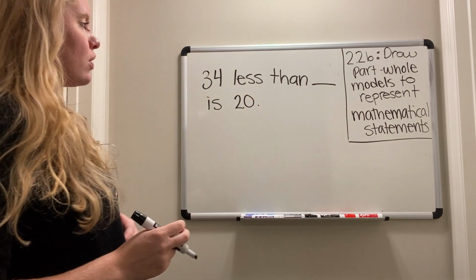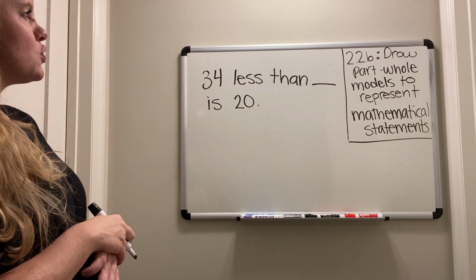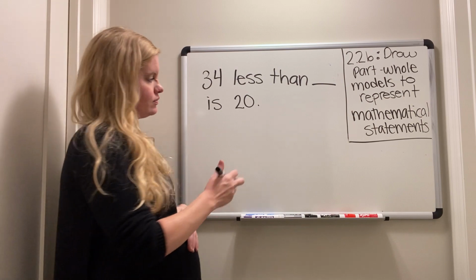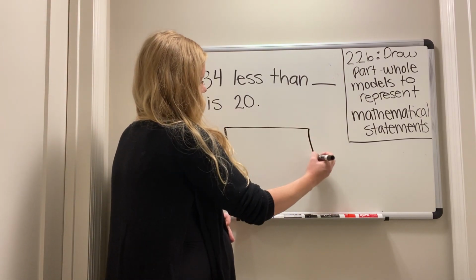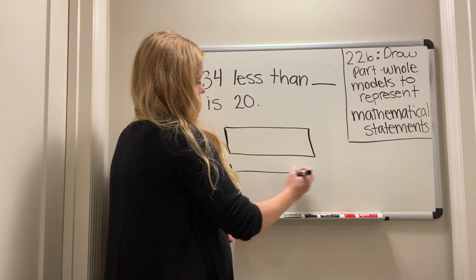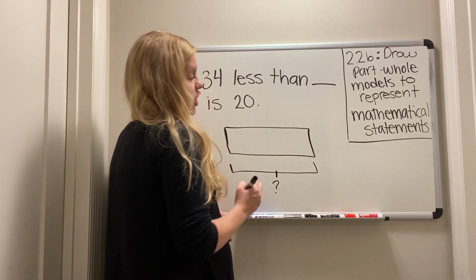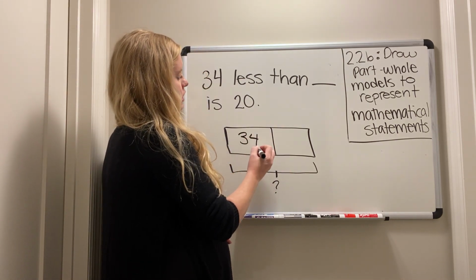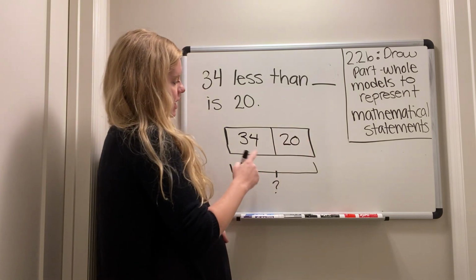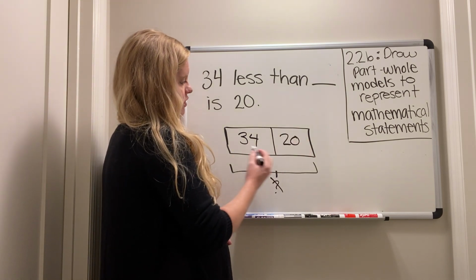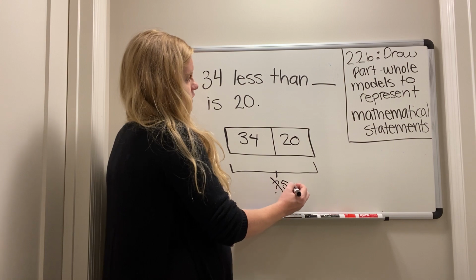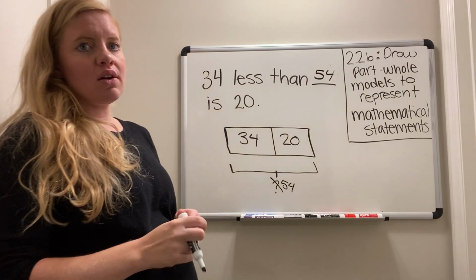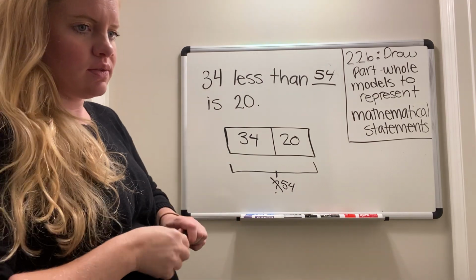Okay, 34 less than blank is 20. So, do we know the whole here? No, we don't. We know that we have a 34 and a 20. Okay, we know probably off the top of our head 34 plus 20 is 54. So be really careful of what the question is asking you.